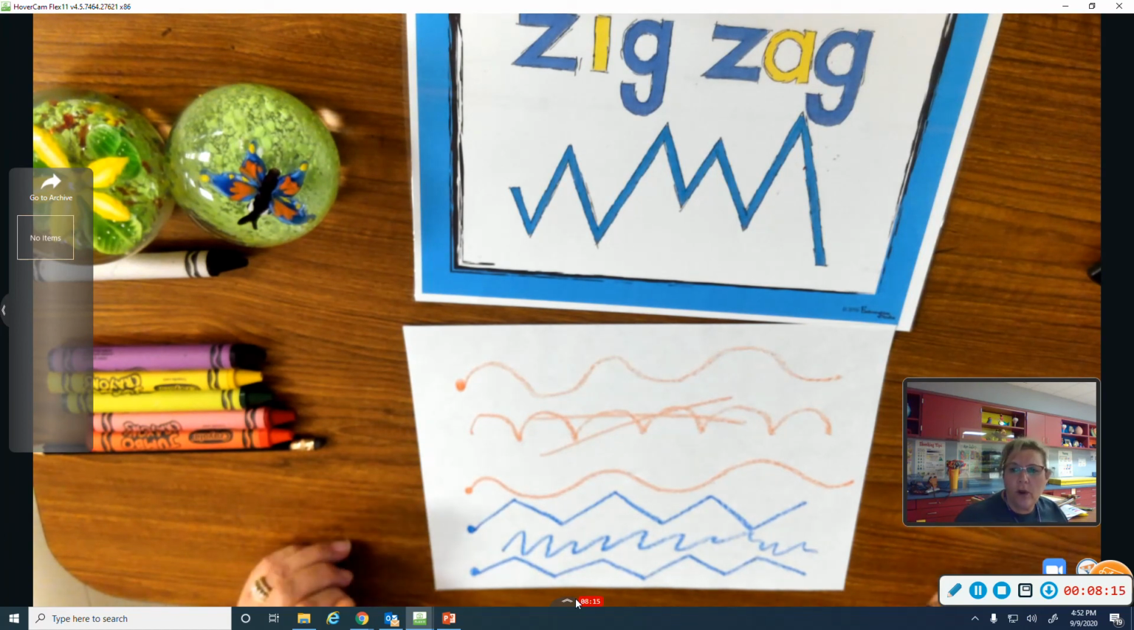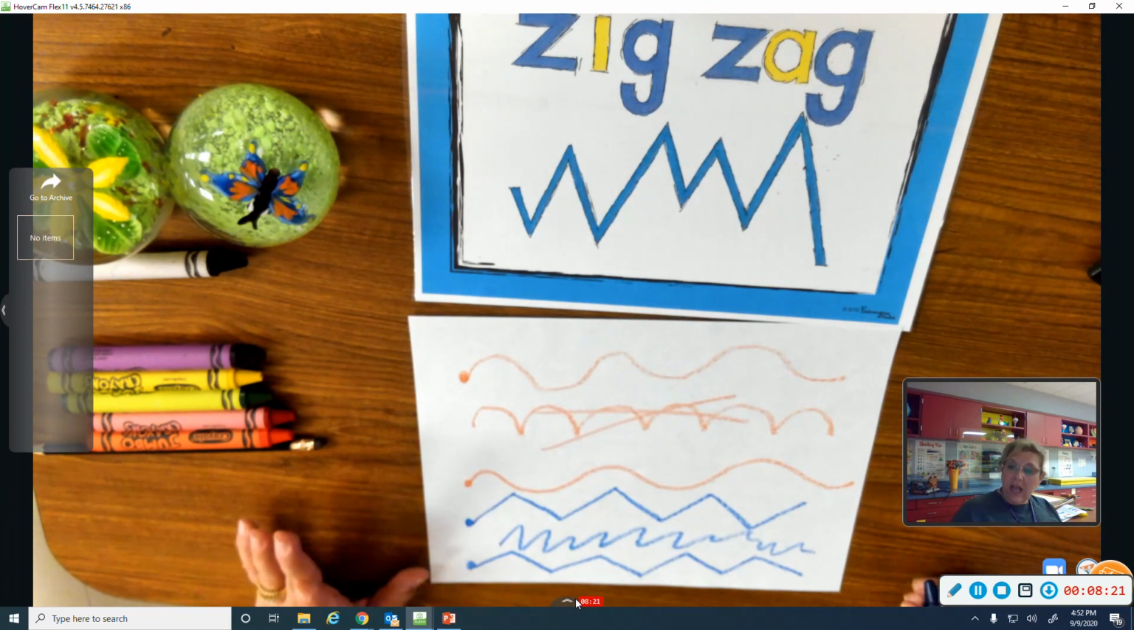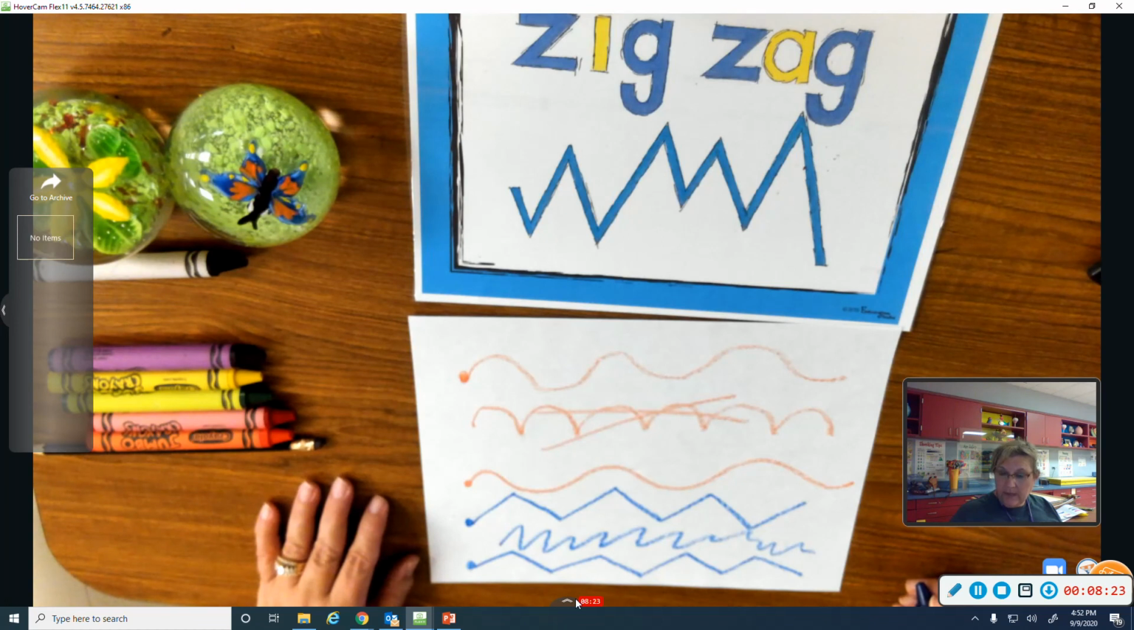So those are practicing most of the lines that we can use. And lines make shapes, and shapes make pictures. And that's how we learn how to draw, is first learning our lines and then making our shapes and then starting to make shapes into pictures.